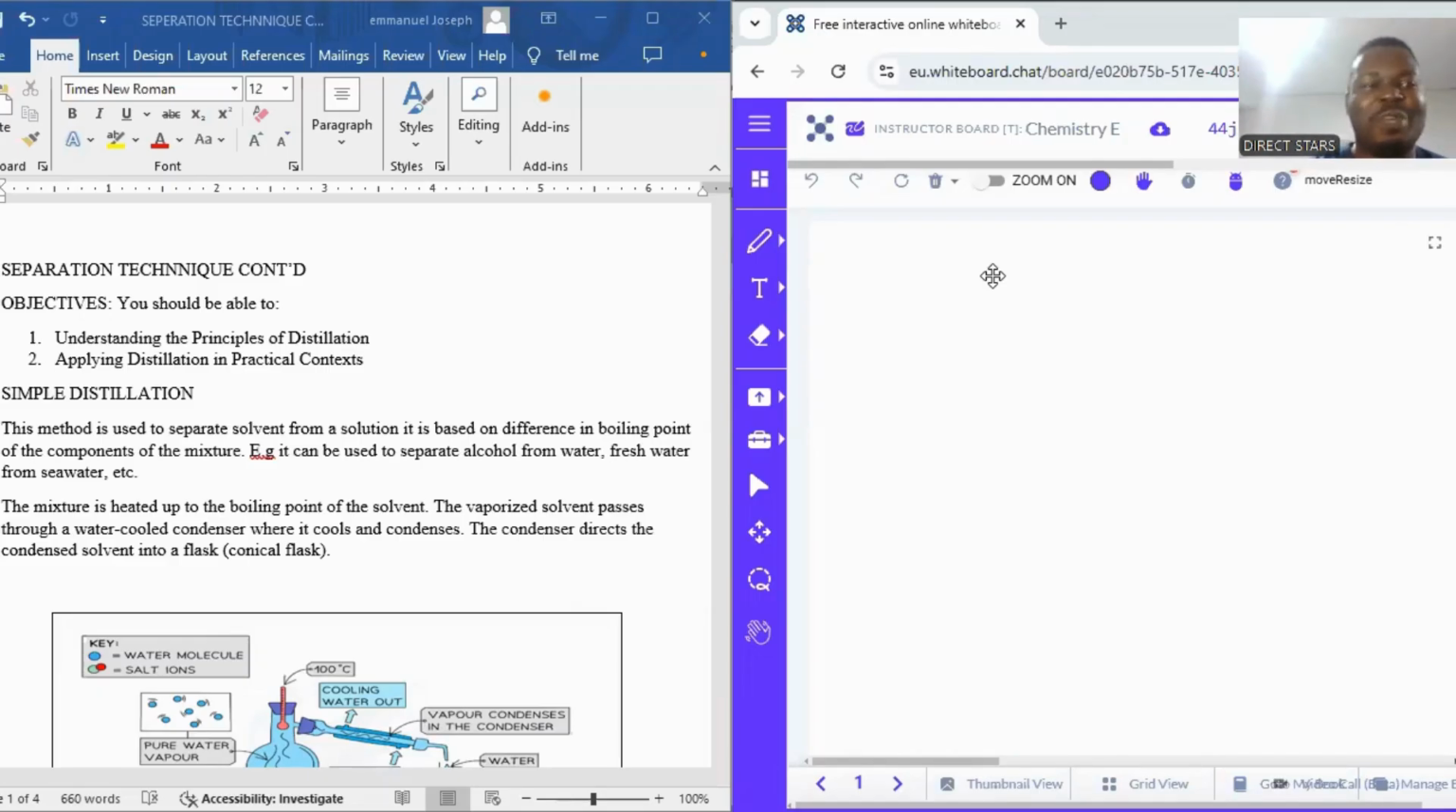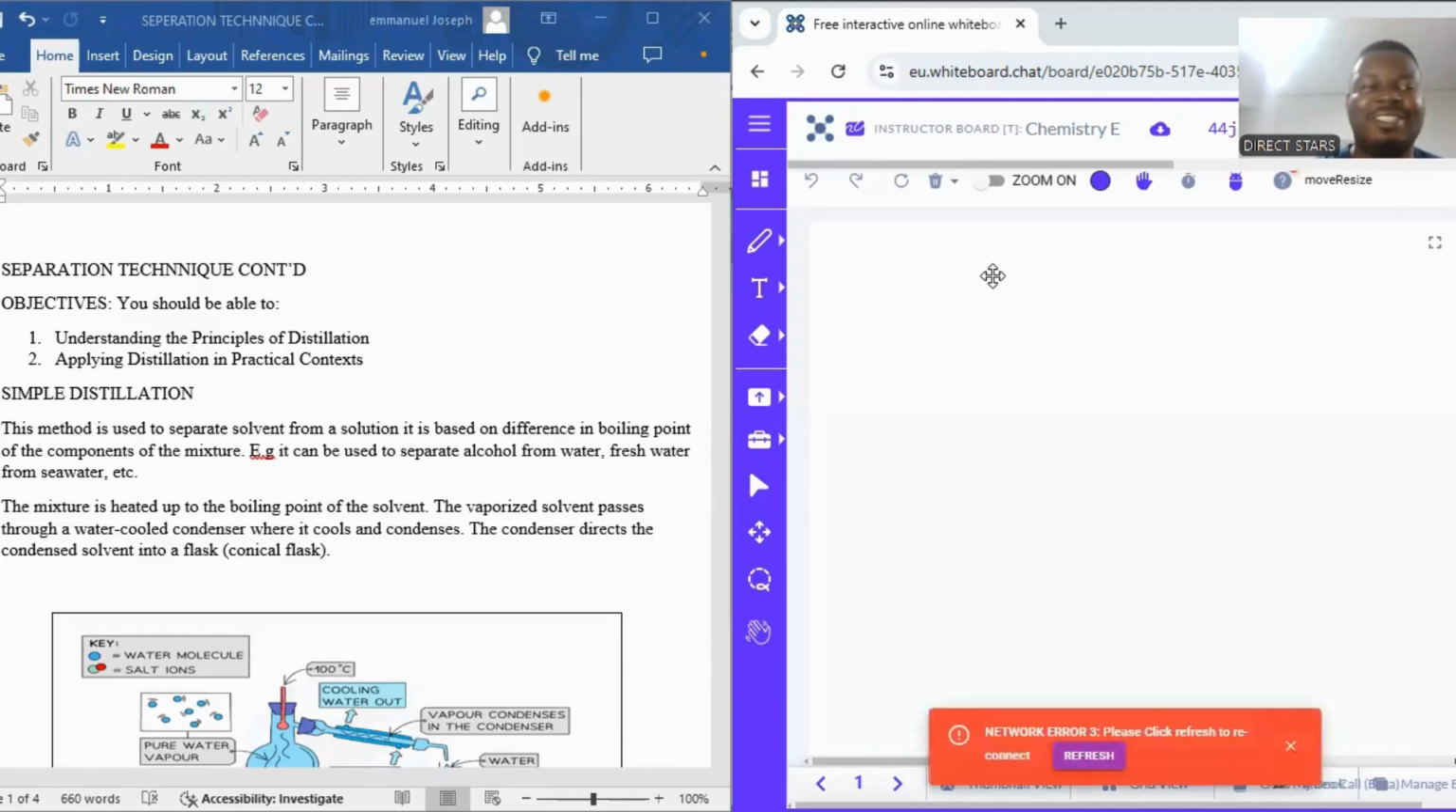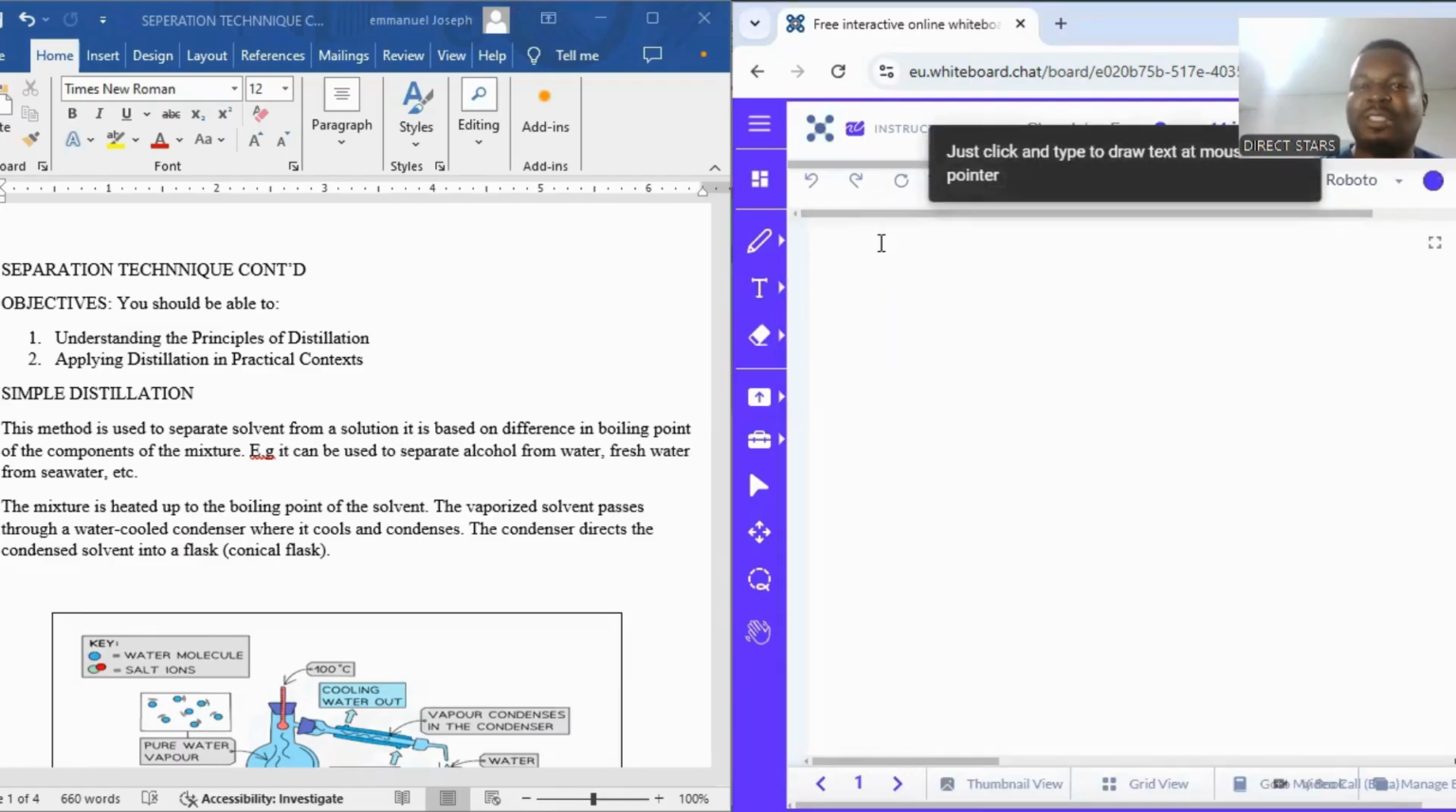So today we'll be looking at another separation technique. The last time we met, we considered evaporation and crystallization. So today we'll be looking at another separation technique with a separate principle, different from the others that we've discussed so far. Today, the technique we'll be considering is called simple distillation.